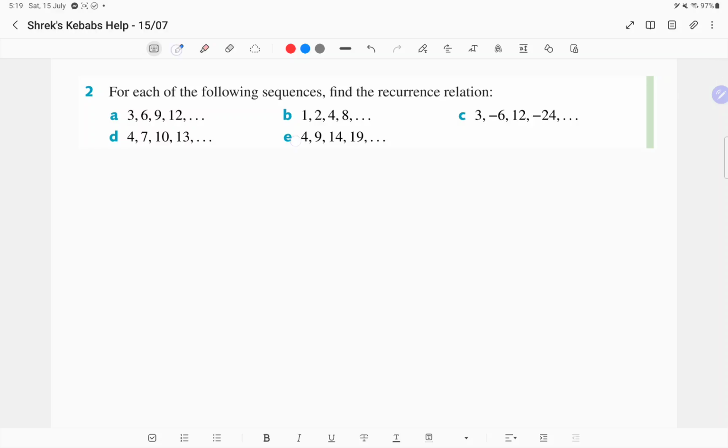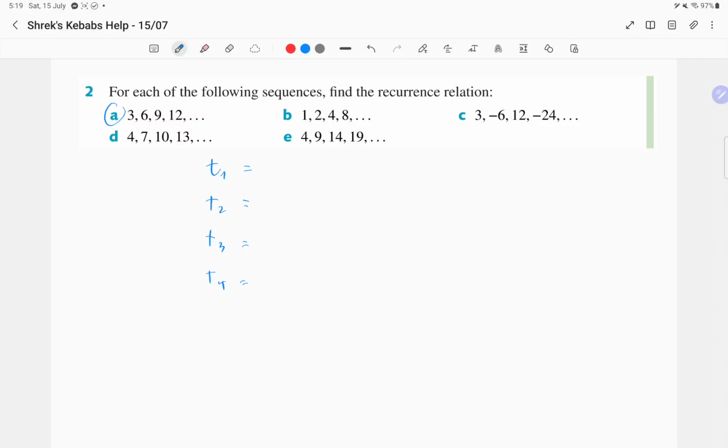Okay, so for these kinds of recurrence questions, you need to write it in terms of the t value. So t means term, right? So you've got term 1, term 2, term 3, term 4. The idea is that you need to write the next term based on the previous term, and then you can form a pattern after that.